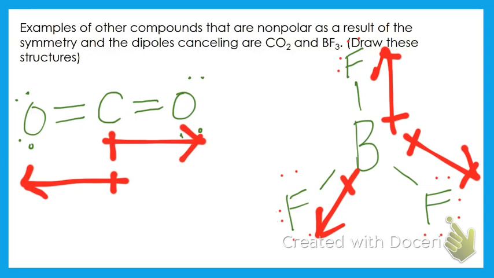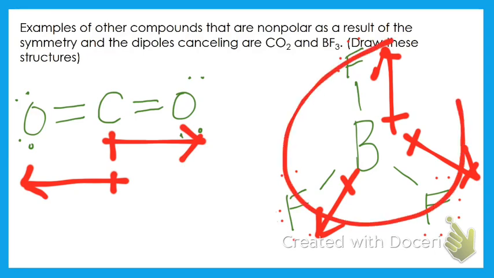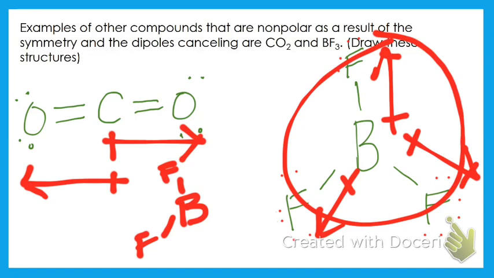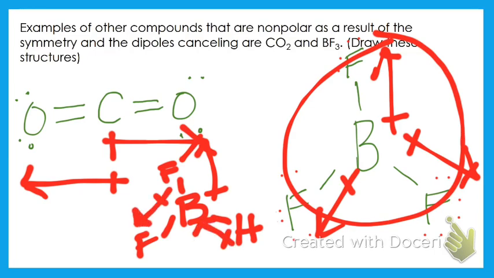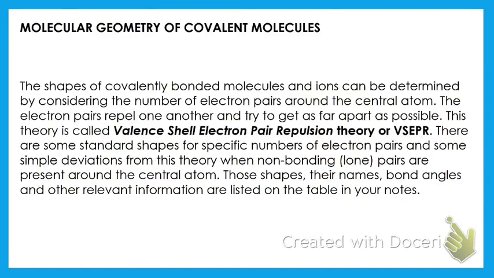Okay? Is this making sense? So BF3 cancels out as well, right? Yeah, because look, they're all going the same direction, right? Now, let's say I did this. I would have this going this way, this going this way, and this going this way. So those would not cancel. See? Does that make sense? Yes. Okay. All right.